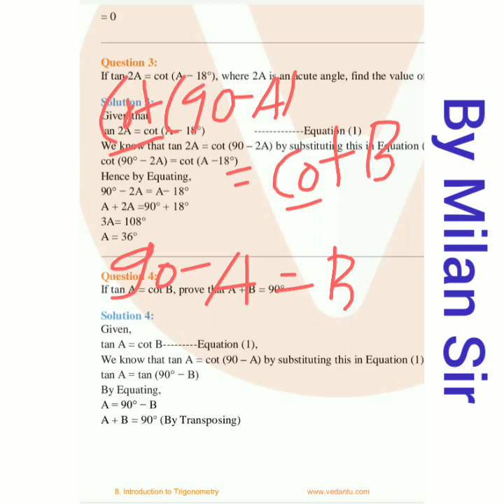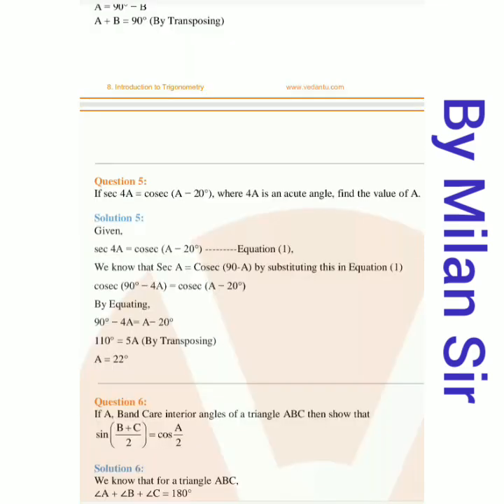Now transfer a to the right hand side. So 90 is equals to, now minus a transferred to the right hand side becomes plus a, and plus b is already present in right hand side. So 90 is equals to a plus b. That means a plus b is equals to 90. Hence proved.